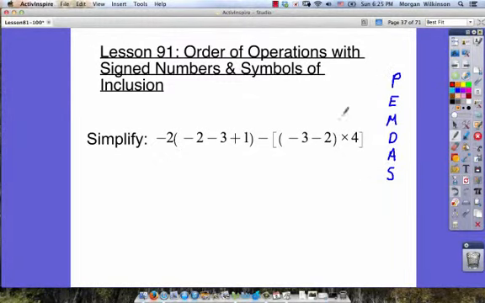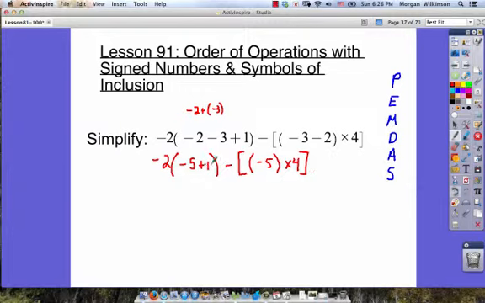If we look at this problem, we need to do everything within our symbols of inclusion first, our parentheses or our brackets and then parentheses. So if we do that, we're going to get negative 2 times, we have negative 2 minus 3. Well, negative 2 minus 3 is like saying negative 2 plus negative 3, and that's going to be equal to negative 5. We get negative 5 plus 1 minus, and then within our brackets we have a brace, and negative 3 minus 2, well, that's like saying negative 3 plus negative 2. That must also be negative 5. And then we're going to multiply that times 4.